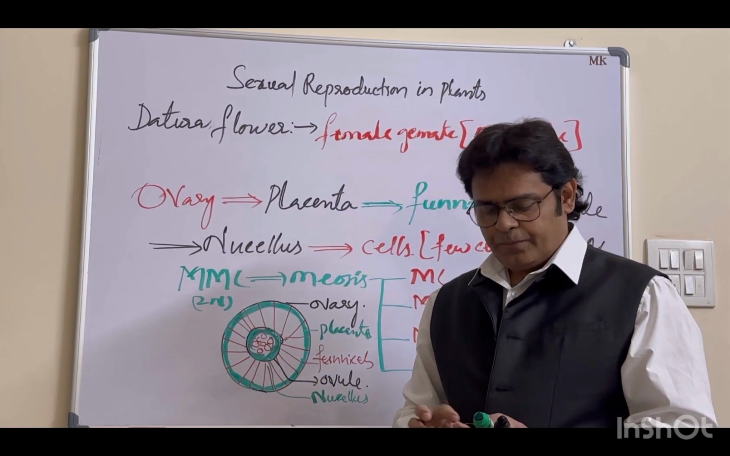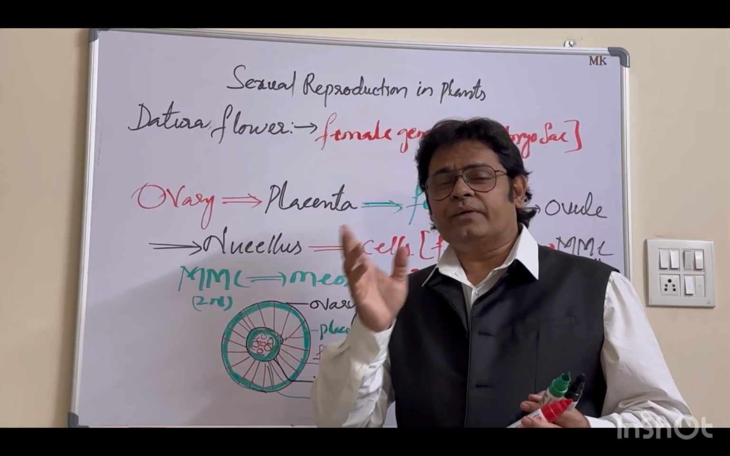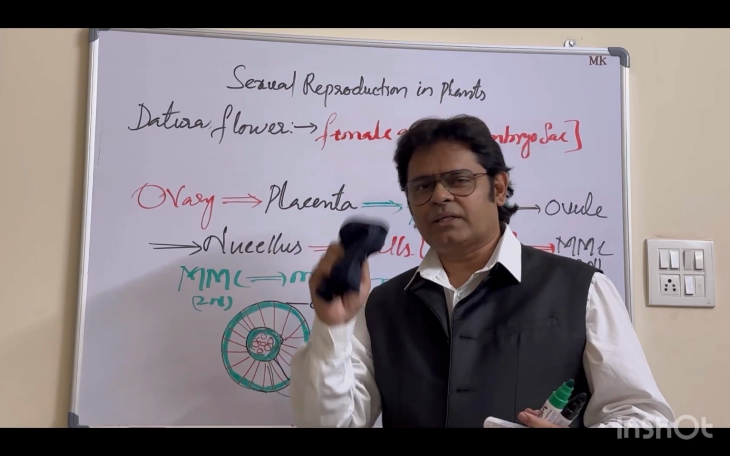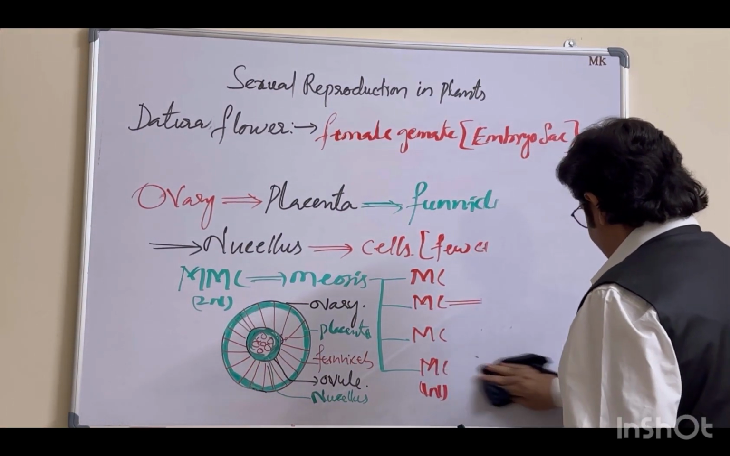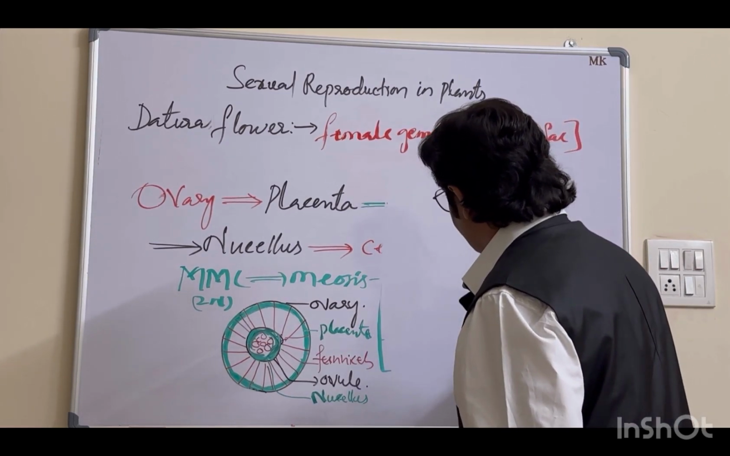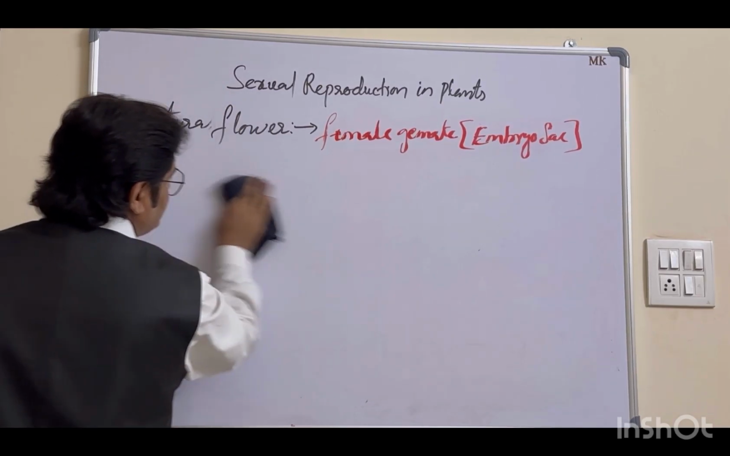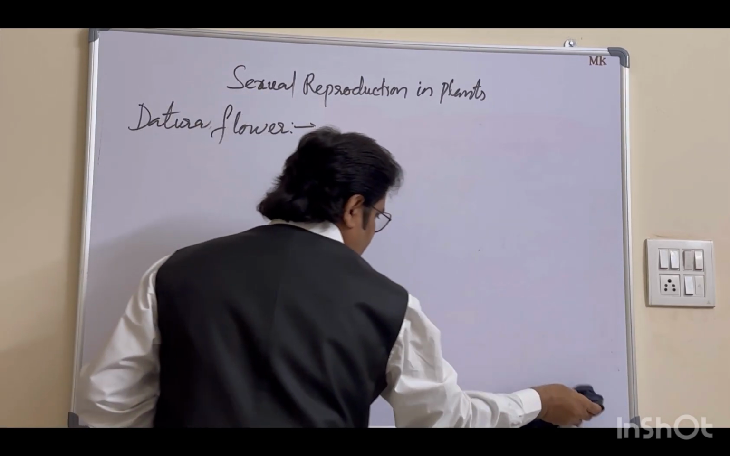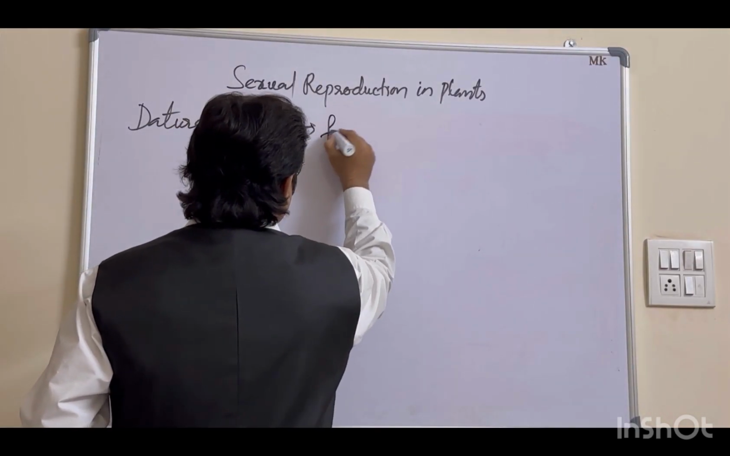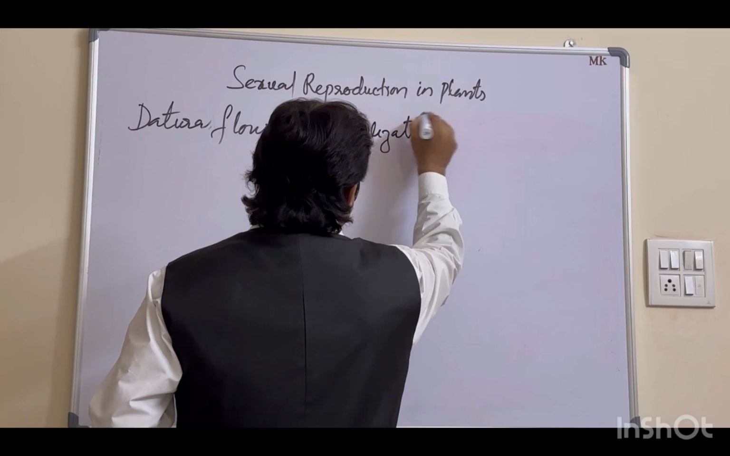Clear? So, male gametes we studied, female gamete we studied, structure of flower we studied, and the final topic is how fertilization takes place in the flower. This is the last topic of that lesson. Clear? I'll tell you. Next is the fertilization process in the flower.